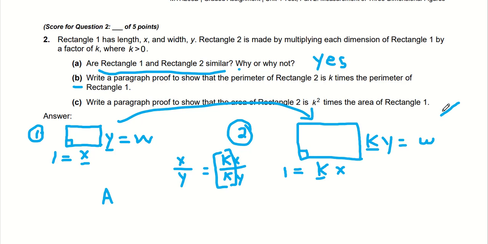You can write this in words, or you can simply do what I did and show your work. A paragraph proof just means in your own words.